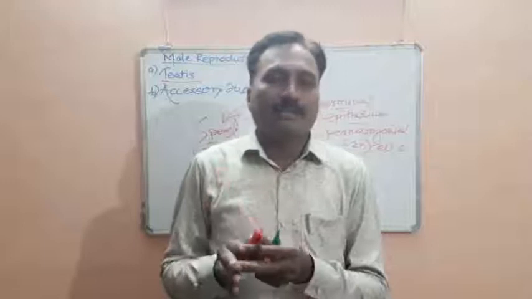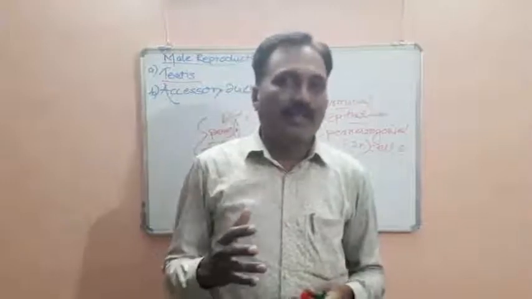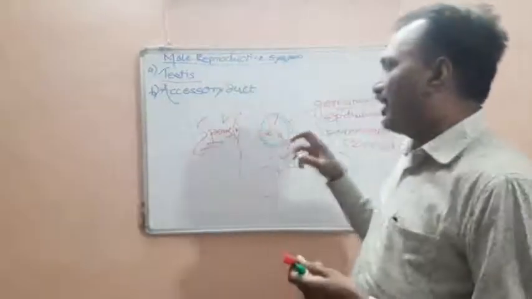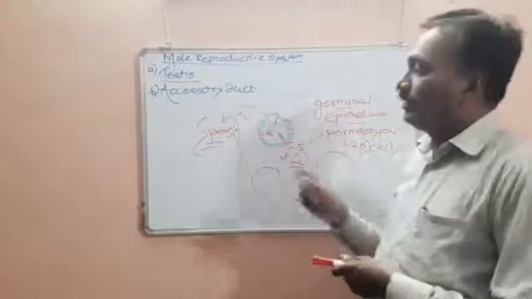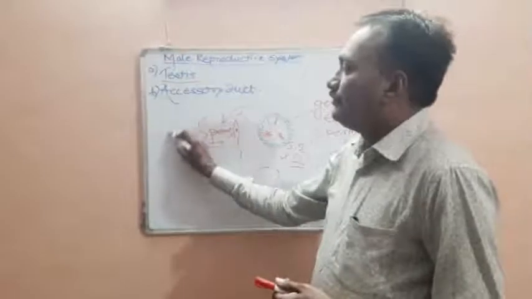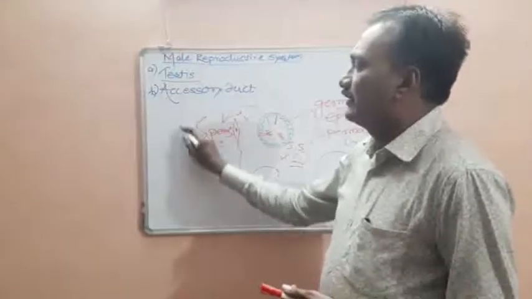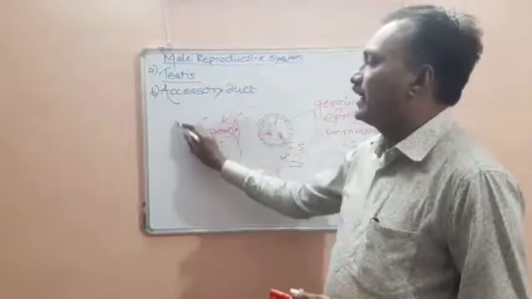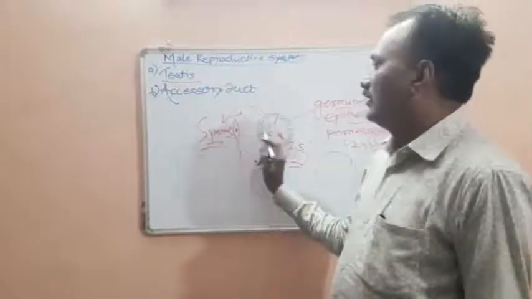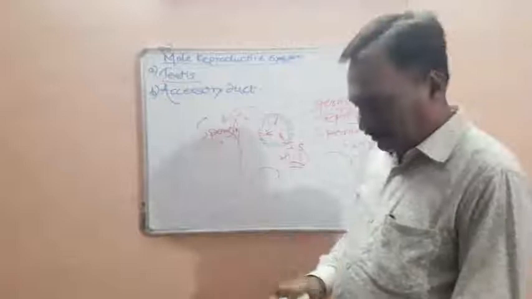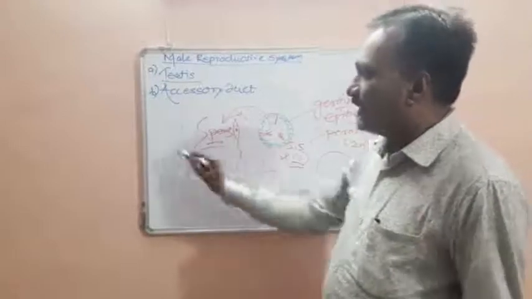The second stage required is to carry the formed sperms, because in the male reproductive system we know the testes are there, the penis is there, and a common passage, the urethra, is there, and the male gametes, that is sperms, are produced in the region of the testis.